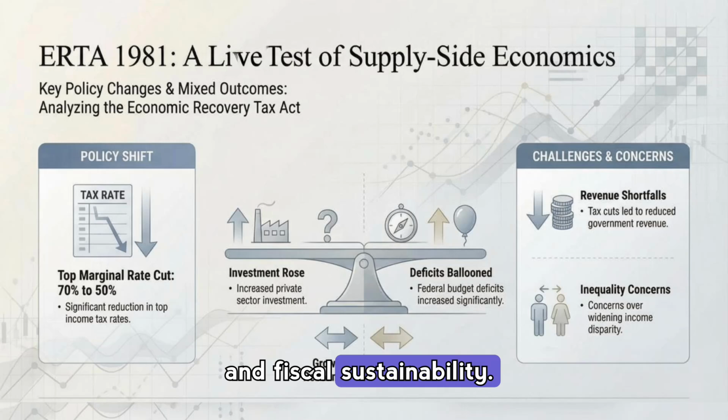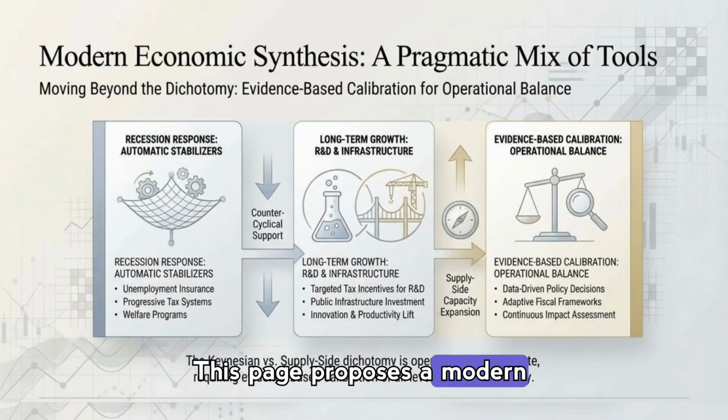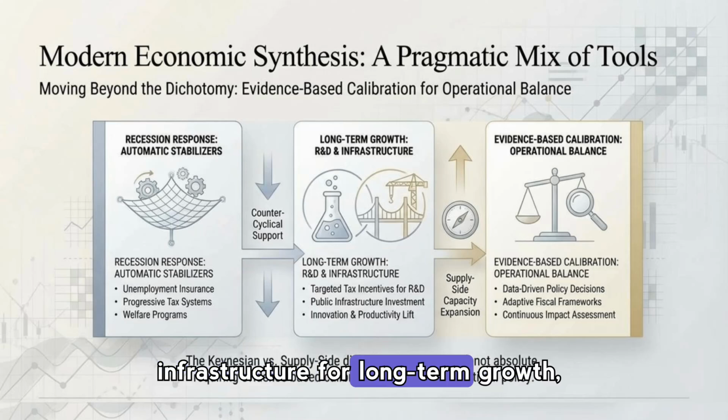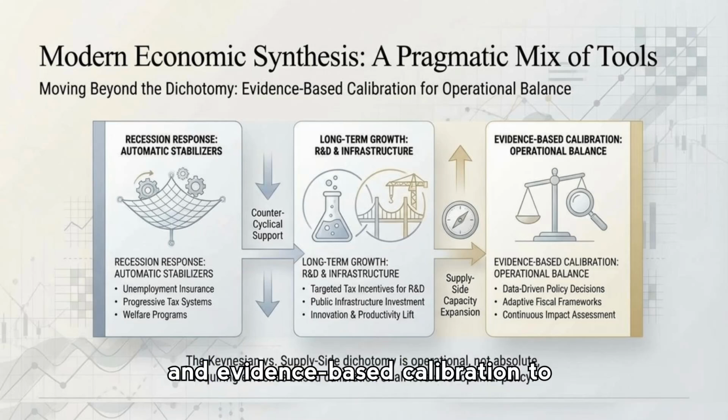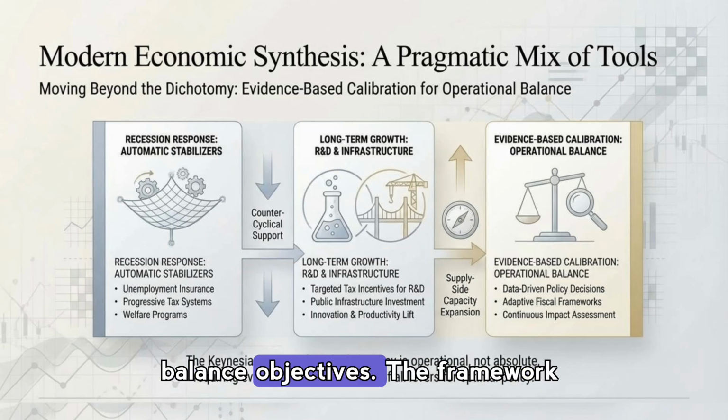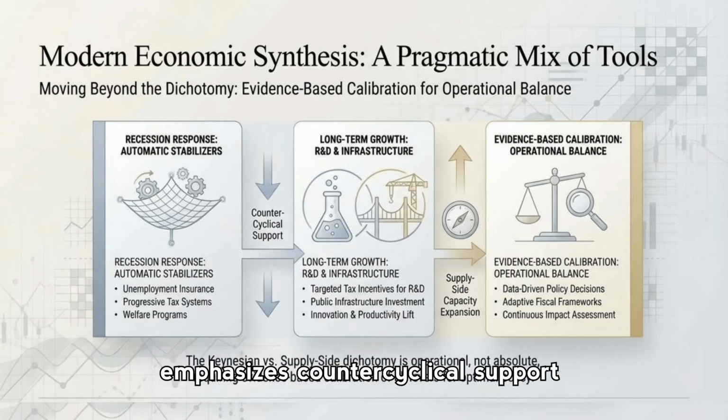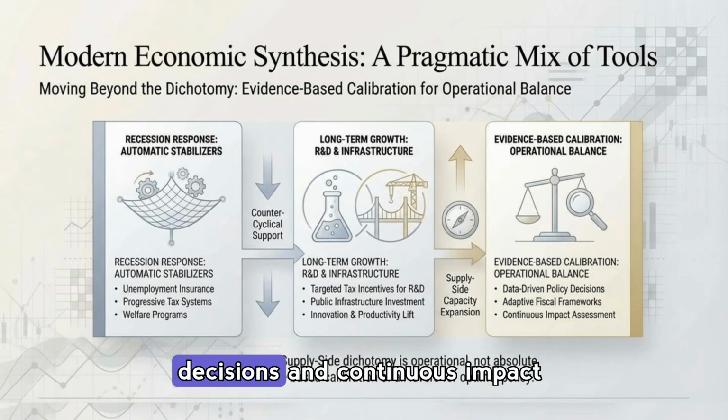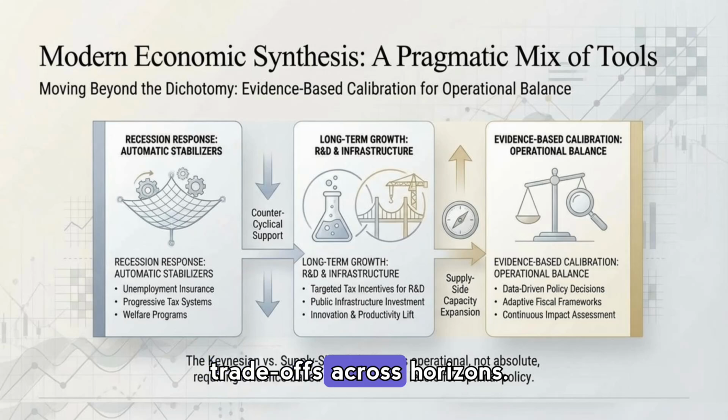and fiscal sustainability. This page proposes a modern economic synthesis that combines automatic stabilizers for recession response, targeted R&D and infrastructure for long-term growth, and evidence-based calibration to balance objectives. The framework emphasizes counter-cyclical support today, while investing in supply-side capacity, using data-driven policy decisions and continuous impact assessment to adaptively manage trade-offs across horizons.